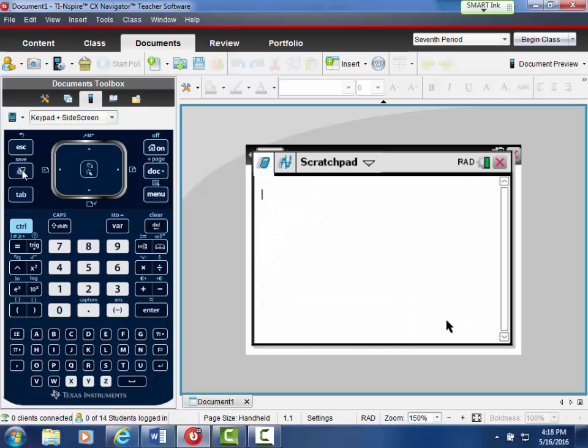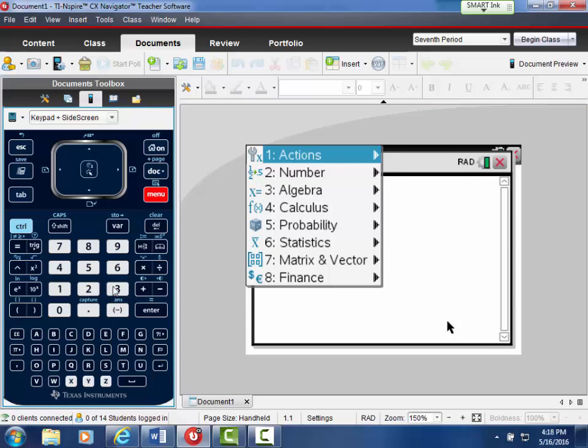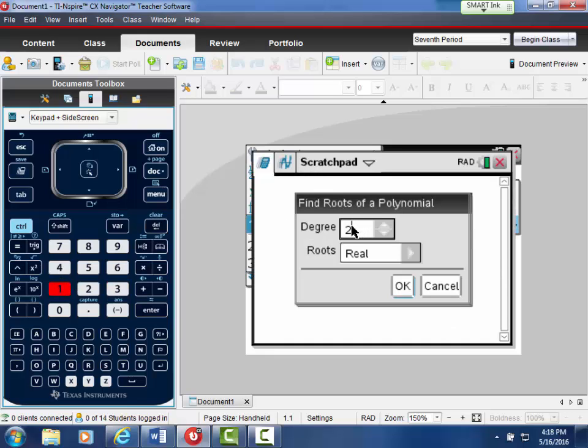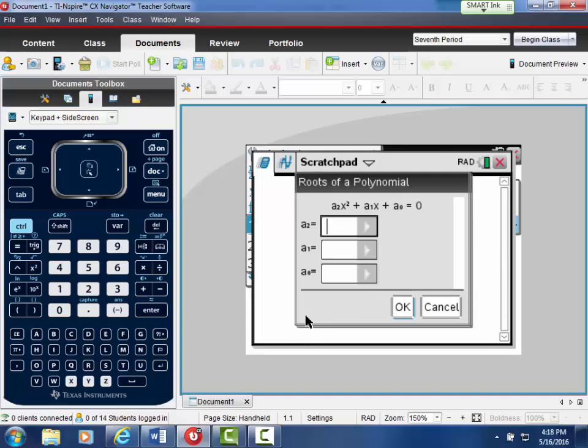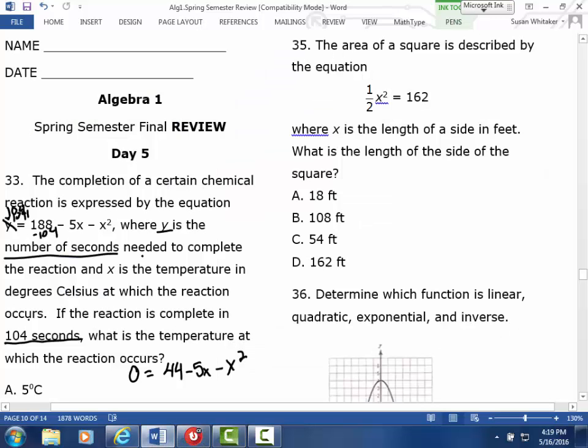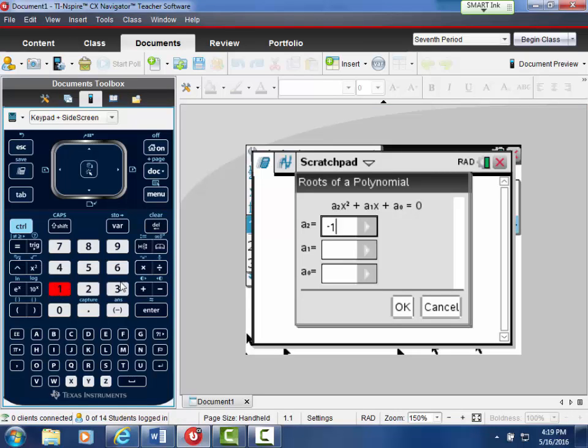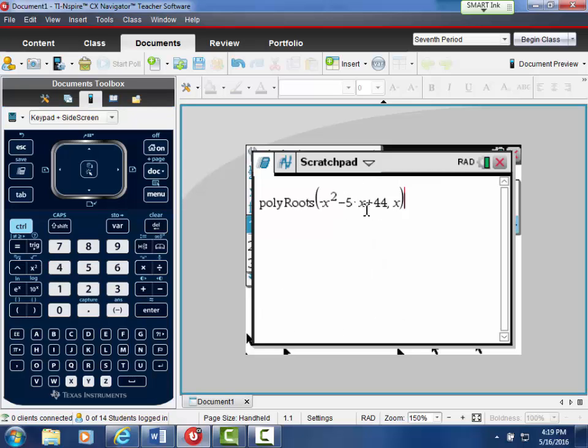Okay, so in our calculator we could use menu 3 for polynomial tools because a quadratic is a polynomial, and we choose degree 2, the roots are real, and then we replace these from our equation. So this would be our a, b, c values, and so we go back to our paper and it's written backwards, so it's -1, -5, and 44. So -1, -5, and 44, and we say OK, and that's our equation.